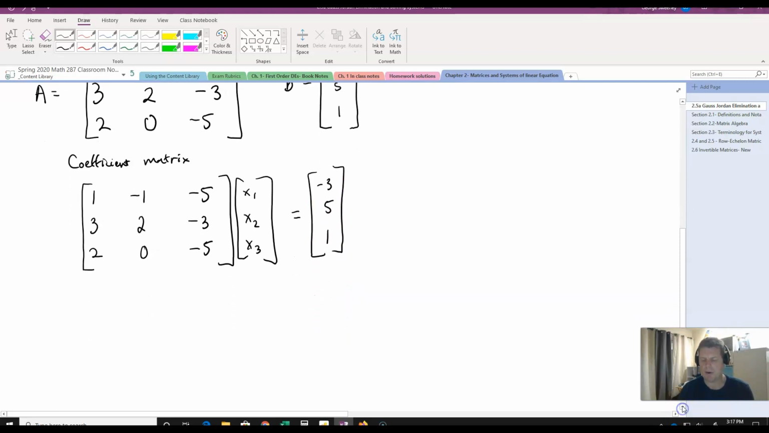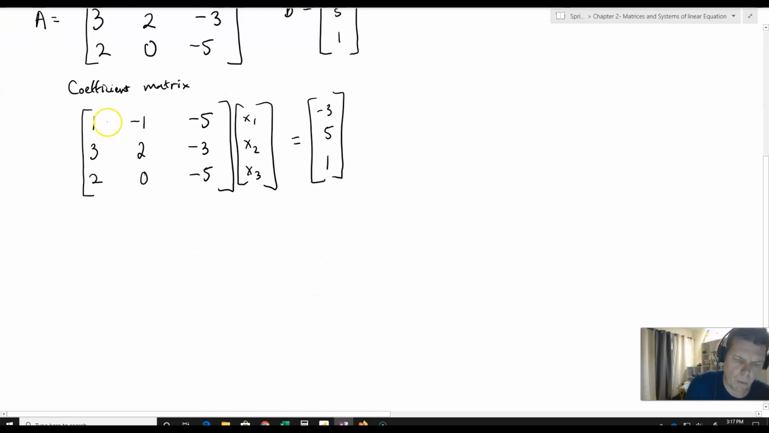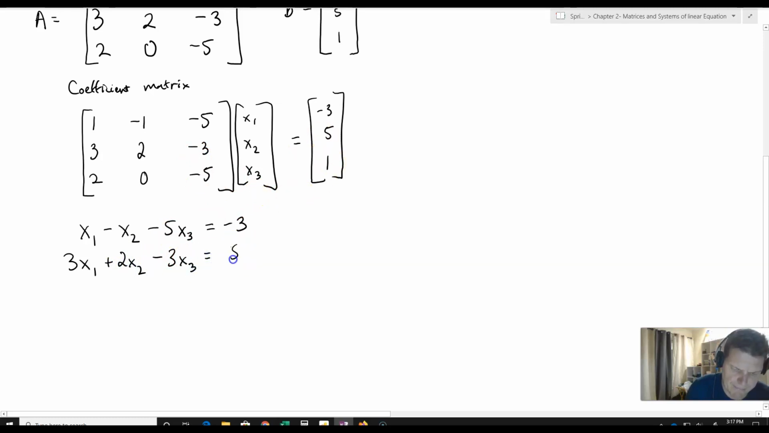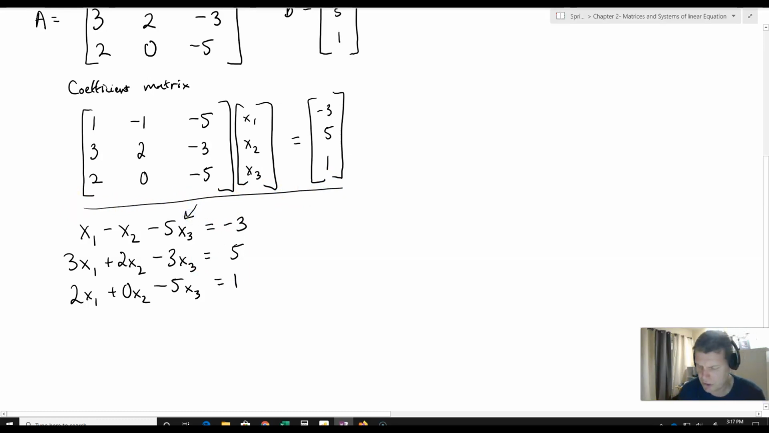Just to demonstrate that the two are in fact the same, we're going to use matrix multiplication. So 1 times x1 is x1, plus negative 1 times x2, so that's minus x2, negative 5 times x3 is minus 5x3, and that ends up equaling negative 3. Then we have 3 times x1, plus 2 times x2, minus 3 times x3 equals 5. And then we have 2 times x1 plus 0 times x2 minus 5 times x3 is equal to 1. You can see that this equation is the same as that; they're just in different forms. This one here is either called the vector equation or the matrix equation.